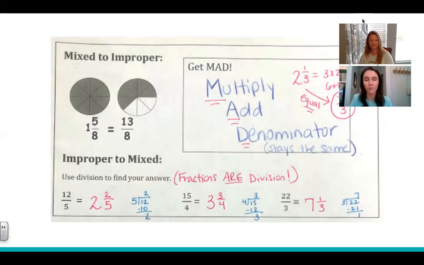So 3 and 3/4, again, check. 3 times 4 is 12, plus, did I say that right? Yep. Plus 3 is 15 fourths. You did it perfectly.